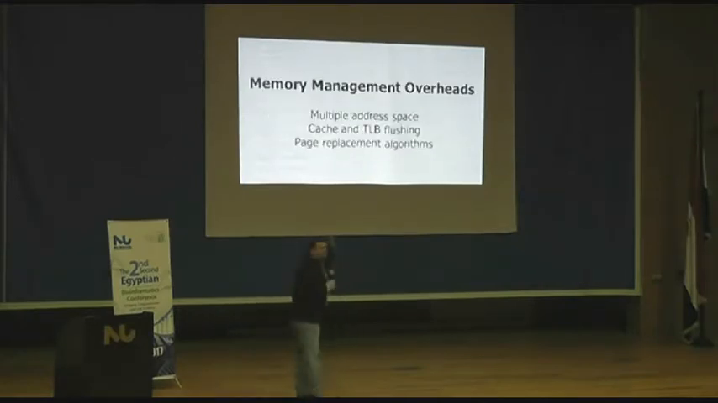We have memory management overhead, because they are general purpose. Basically what we mean by multiple address space is that we have different processes and we have memory segments for every process, and switching between them is an overhead. Flushing the cache and the TLBs, table look-aside buffers, this is an overhead. And basically page replacement algorithms for memory are designed for general purpose use.